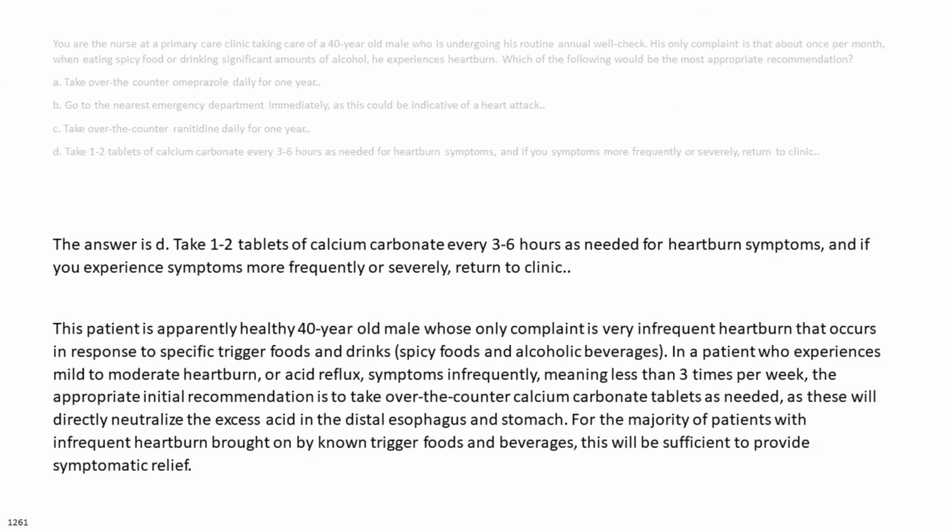The answer is D. Take 1 to 2 tablets of calcium carbonate every 3 to 6 hours as needed for heartburn symptoms, and if you experience symptoms more frequently or severely, return to clinic. This patient is an apparently healthy 40-year-old male whose only complaint is very infrequent heartburn that occurs in response to specific trigger foods and drinks: spicy foods and alcoholic beverages.